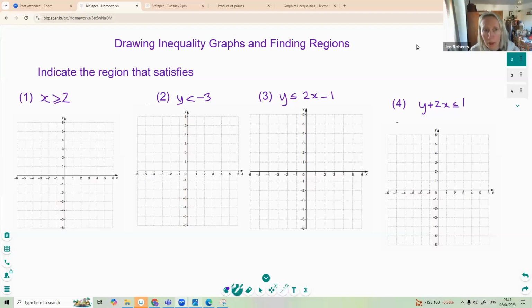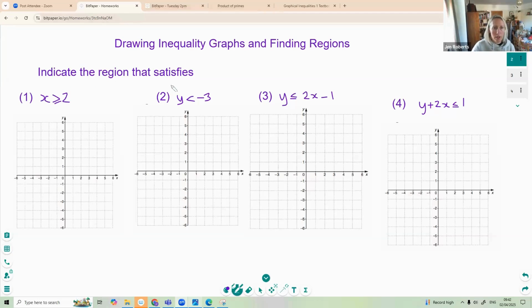In this recording, we will be looking at drawing inequality graphs and finding regions. Before watching this, I suggest to have a review of the video drawing linear graphs, and before or after, watch the recording describing inequality regions.